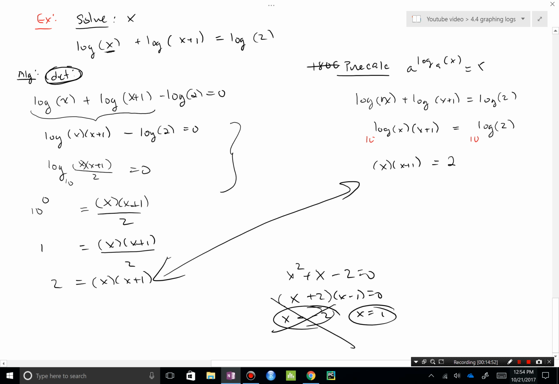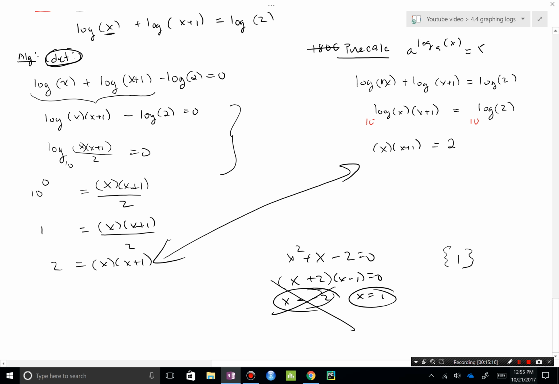This is garbage. Gone. Plug in 1. Log base 10 of 1, that's 0. So that would be 0. Log base 10 of 1 plus 1 is 2. That's equal to the other side. Done. We are good. So the answer here is just 1. Easy. Solving logs is very, very easy with the new twists of 1800, which is very, very convenient.